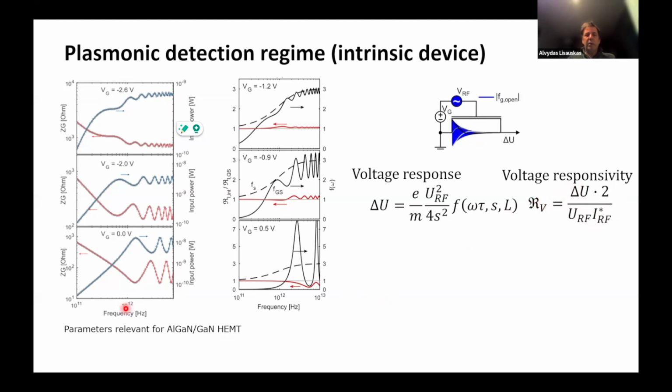So let's take parameters relevant for aluminum gallium nitride HEMT. So those are already HEMTs. Those are already much faster carriers than for silicon. So waves would not be damped, in the sense that there is a possibility to get a really decent standing wave in a channel. And if you plot how the real part of the gate impedance would depend on frequency, the impedance is this red curve.